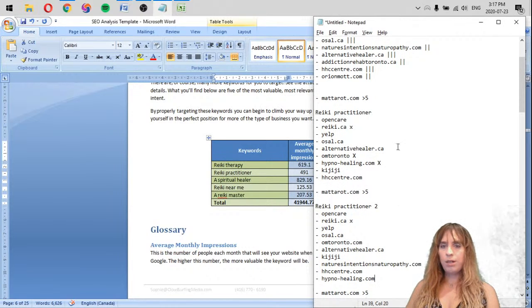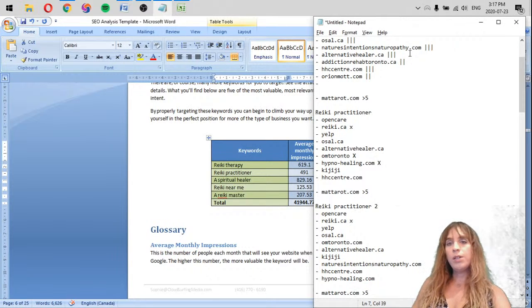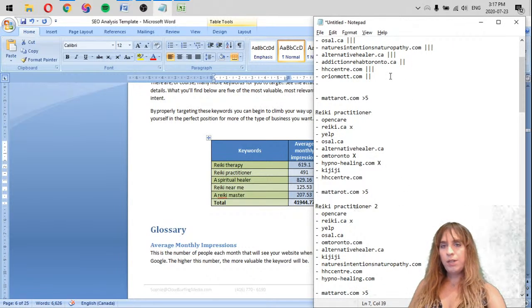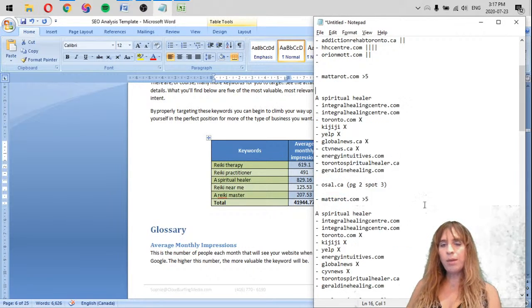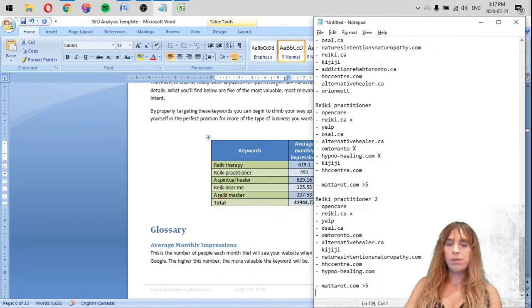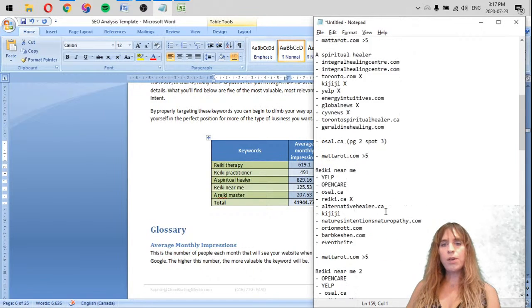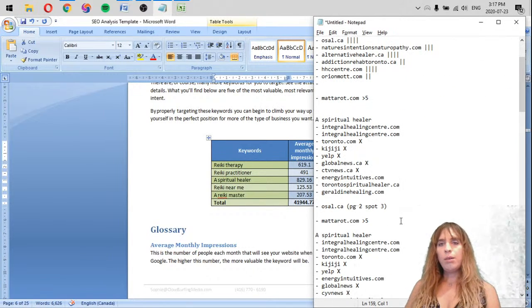And again, HHC, Nature's Intentions, alternative healer. Ooh, Nature's Intentions showed up here and not there. That's interesting. Okay. Nature's Intentions, HHC, alternative healer, and Osal. Okay. Now, I'm not just deleting these outright because I am going to need them later. These are just rough notes. These aren't something that I give to the client, but I'm not quite done with using them yet.